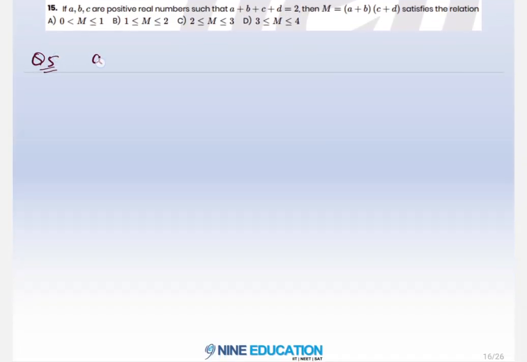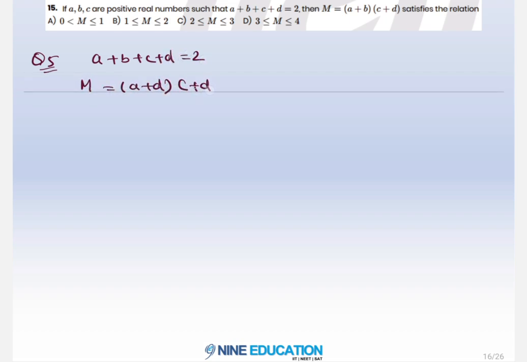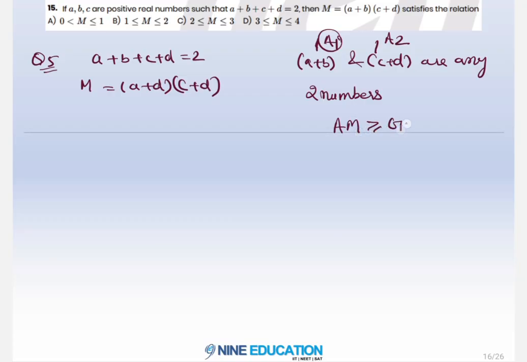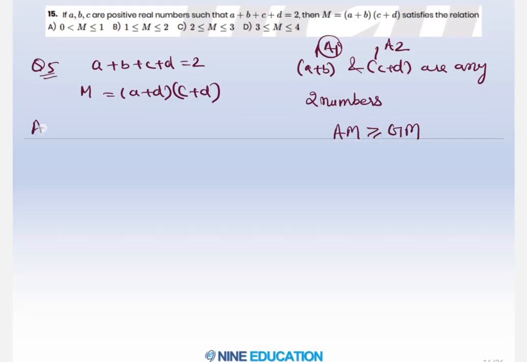Question number 5. Given A plus B plus C plus D equals to 2, then M is equals to (A plus B) into (C plus D). We need to find which inequality is this satisfied. Let's say A plus B and C plus D are any two numbers. If there are any two numbers, say let us say this is A1 and this is A2, then they must satisfy AM greater than equal to GM. AM of these two numbers will be (A1 plus A2) by 2 and GM will be root of A1 into A2.